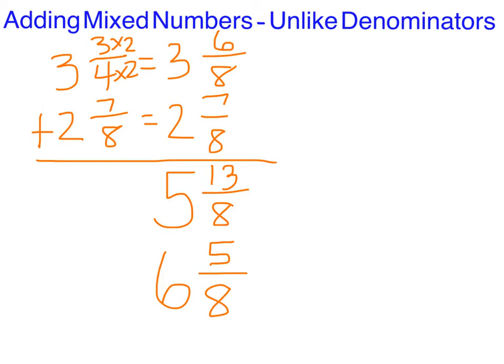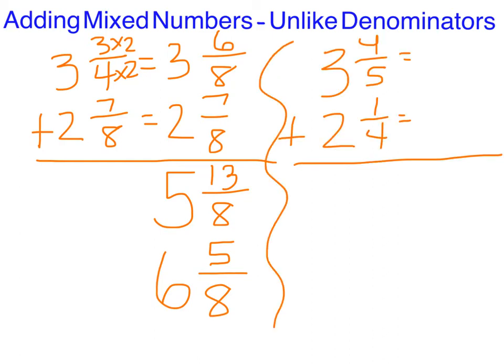5 and 8 only have one factor that is the same, and that is the number 1. As you know, if we were to divide 5 and 8 by the number 1, neither number would change. Let's look at one more problem to illustrate this process.